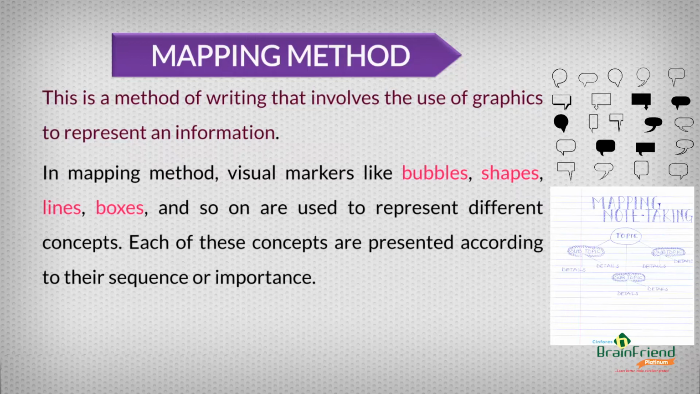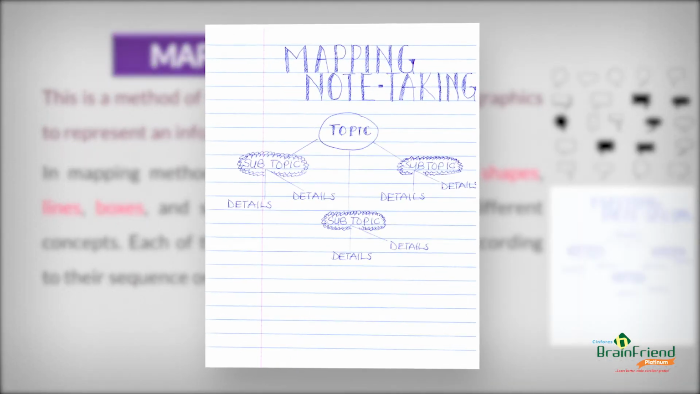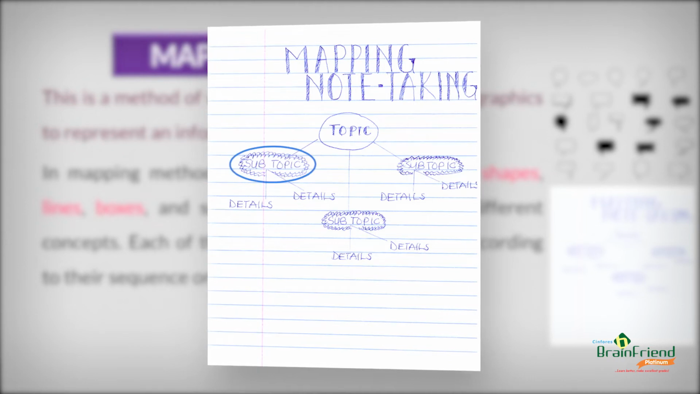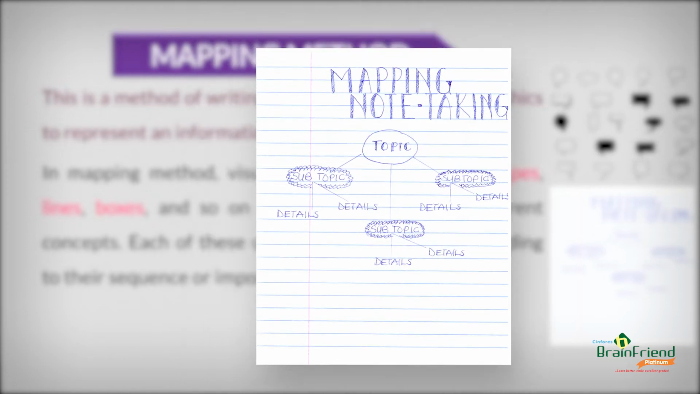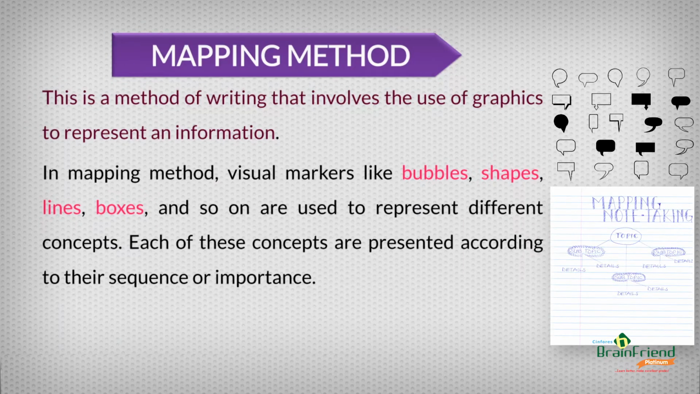Mapping method is a method of using graphics to represent our information. Here we can use different visual markers like bubbles, lines, shapes to represent different concepts in order of their importance. Now let's go on to see the next type of method.